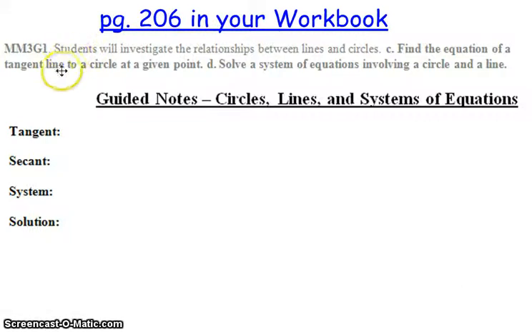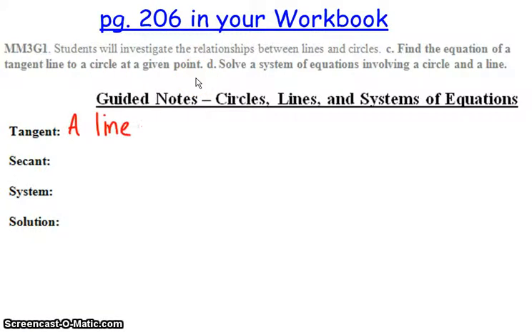Now, the standard we are talking about mainly today is MM3G1, where students will investigate relationships between lines and circles. In particular, we'll be working with equations of tangent lines to circles at a given point and solving systems of equations. And we'll be working on this for the next several videos. So I'm going to go ahead and queue up our video so we can get started.